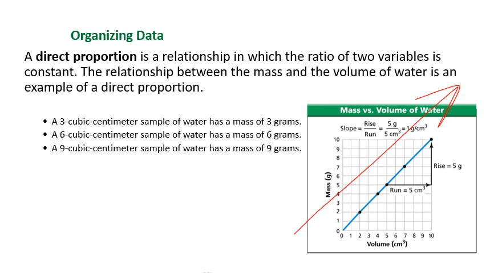So we can also say, okay, what if the volume of a cubic centimeter sample is 3? Then we also see that the mass is 3. Likewise, if we take 6, it's 6, and 9, it's 9. This is a very predictable proportion, and it's going up and to the right in a very steady straight line. So that straight line gives us a pretty good idea of how predictable it is. A direct proportion, a relationship between the variables.